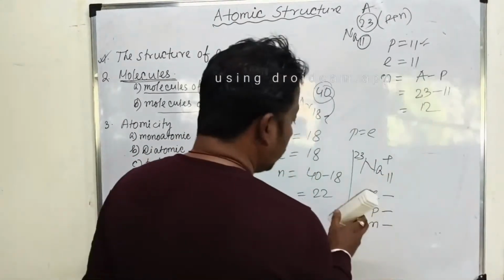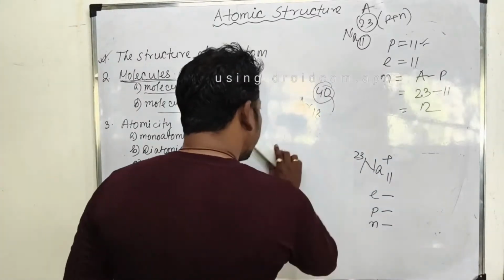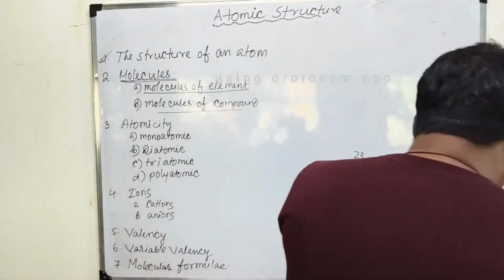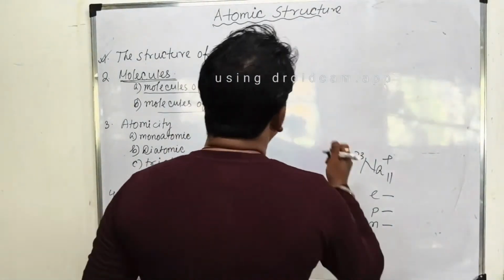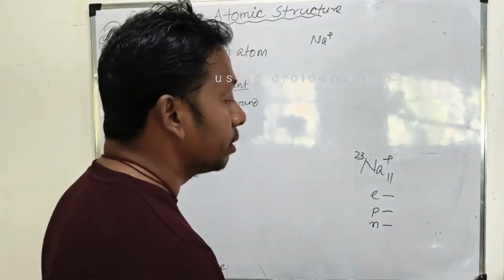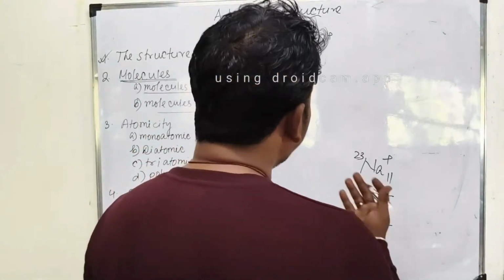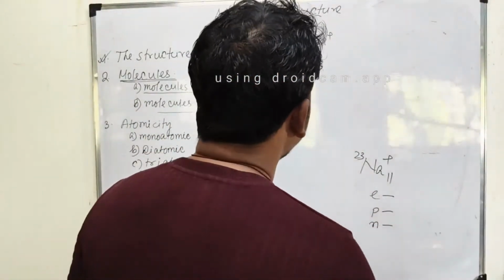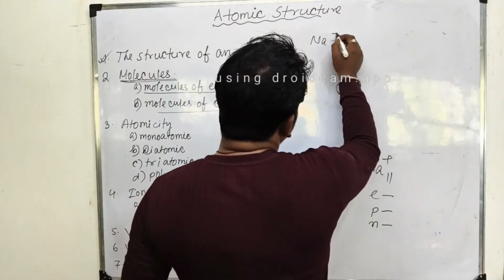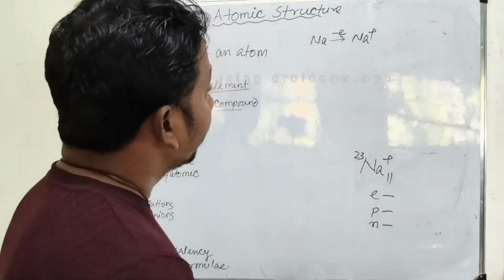I'm going to hold this question for now. First, I want to discuss something, then we'll definitely find the answer to the particular question. What is Na positive or sodium plus? What is the meaning of that? When an element releases one electron, why the element releases the electron, we'll discuss later. But simply, when an element removes one electron, it becomes positive.